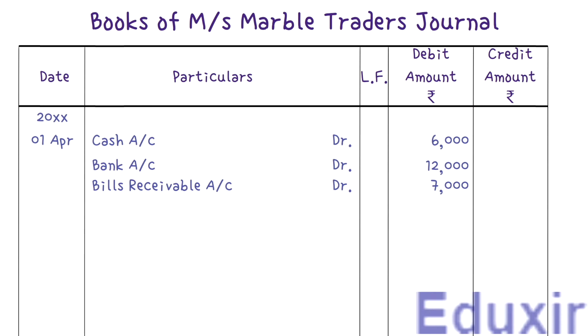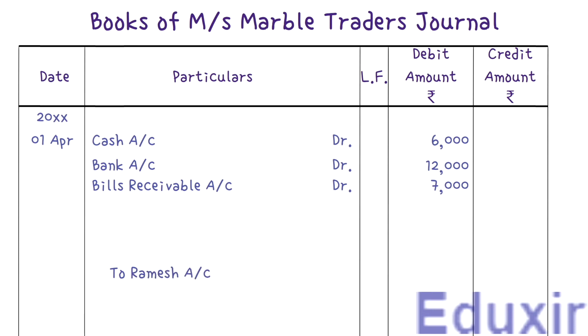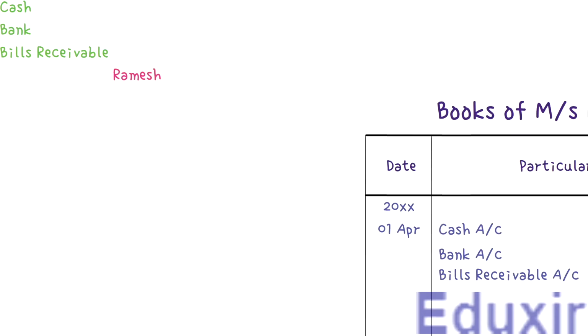The credit entries also start with 'To'. Let us now record Ramesh account as the credit entry. Let us then record 3,000 rupees in the credit amount column. With that, we have completed the journalizing of Ramesh's credit balance brought down. Let us now take up the next balance.